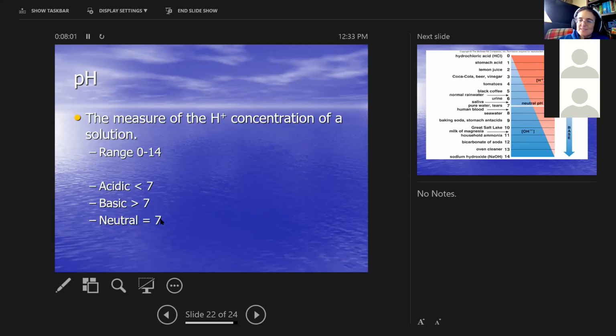Neutral is exactly 7. And to be very, very technical, that's 7.00000000 into infinity. And if out there somewhere, before the end of infinity, you stick a 1 on the end of that, then it is no longer neutral. It is a base. Okay, that's technical. Also, 6.999999999 into infinity never rounds to 7 as far as this goes. That would actually be technically an acid. It's got to be 7 exactly.